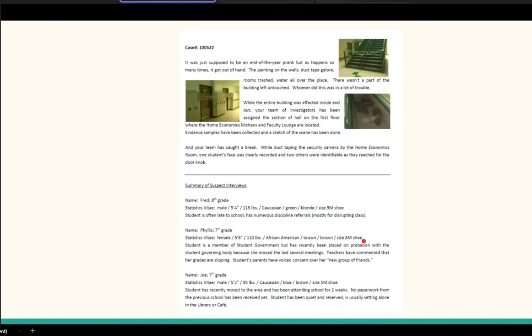Like for this one, missed last several meetings, grades are slipping. That could be one of the reasons. And then here, student has been quiet and reserved, no paperwork. It's all about the personality of the person and what's going on. So that's essentially all the information that you're given about the people for the analysis.